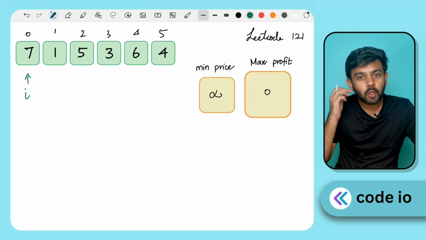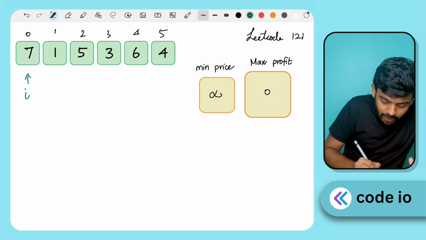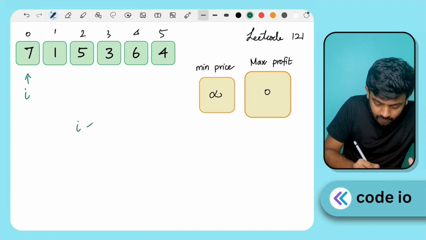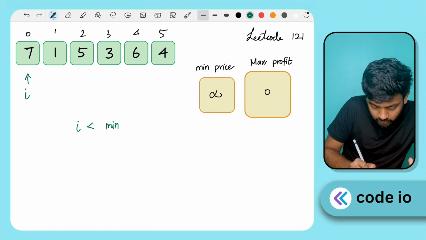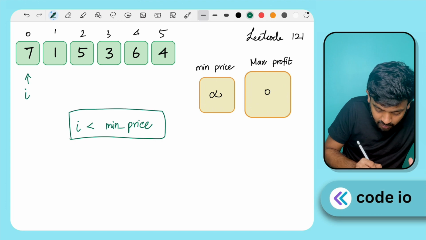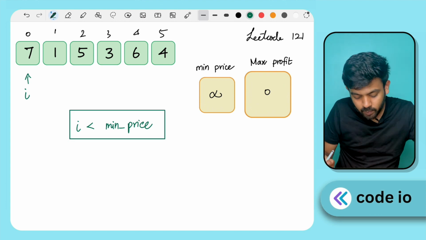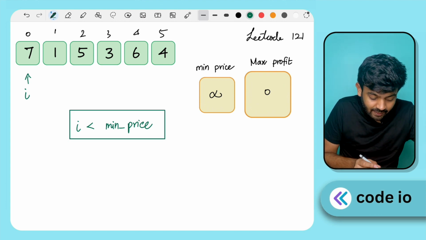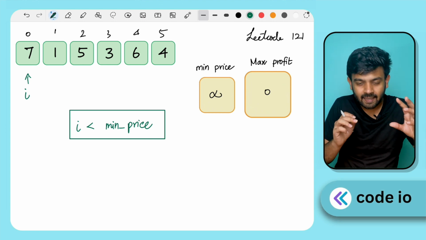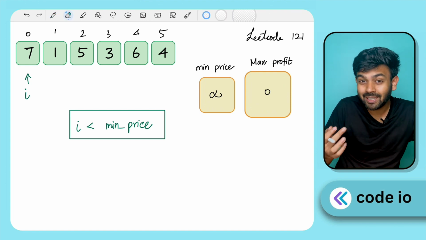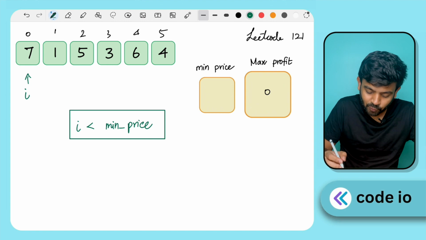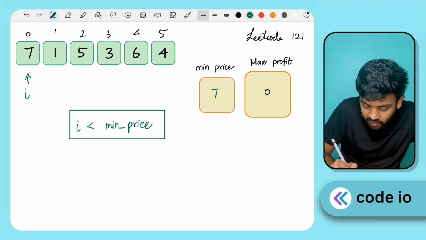Now I'm going to see if my i value is less than my minimum price. I'm checking whether my current price is lesser than my minimum price. In this case the value at i is 7, and 7 is obviously lesser than our current minimum price, which is infinity. We deliberately had that as infinity just for this. So we are replacing this infinity with 7.